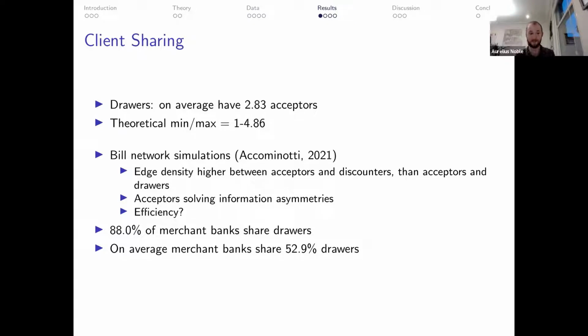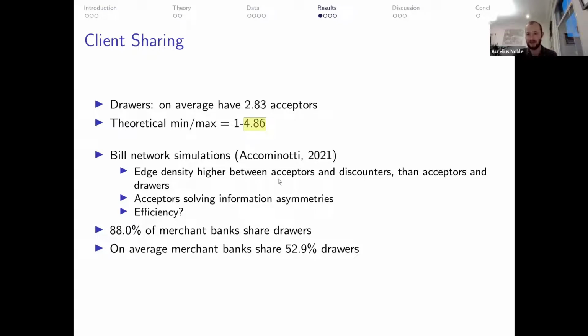So the first thing we want to look at is the extent to which relationship banking as a model holds up. The extreme of pure relationship banking would be each drawer has 1 acceptor. At the other extreme, if this is purely transactional, then for each bill they could have a different acceptor, and that would be on average 4.86 acceptors. In reality, what we see is something between these two extremes. On average, drawers have 2.83 acceptors.